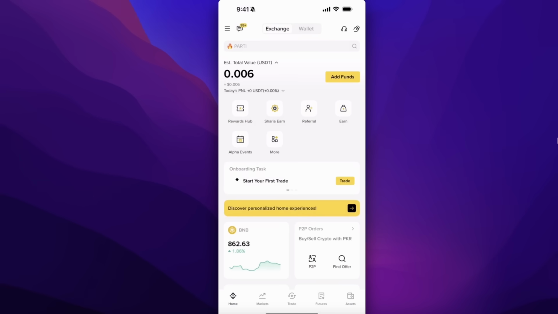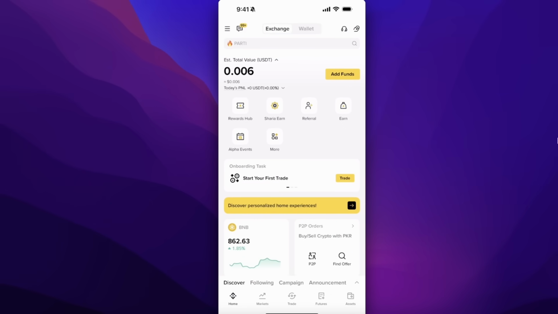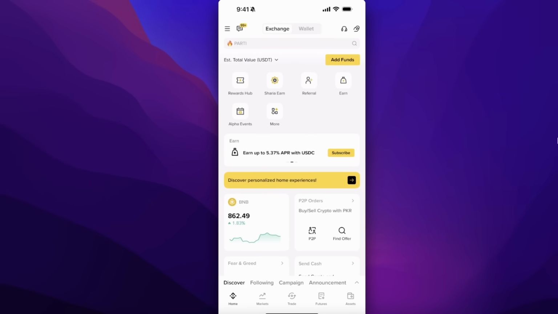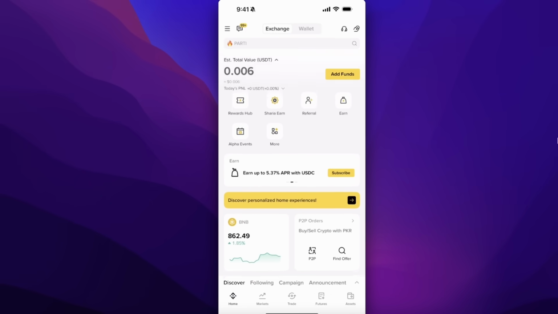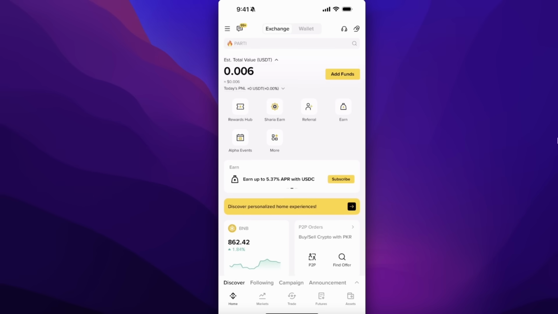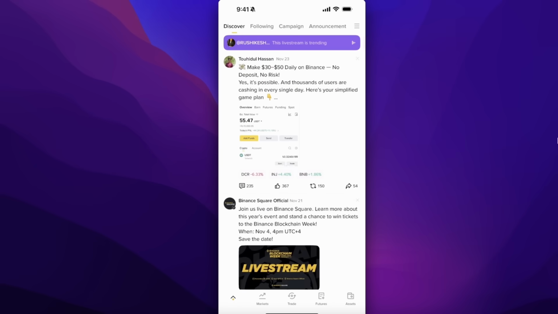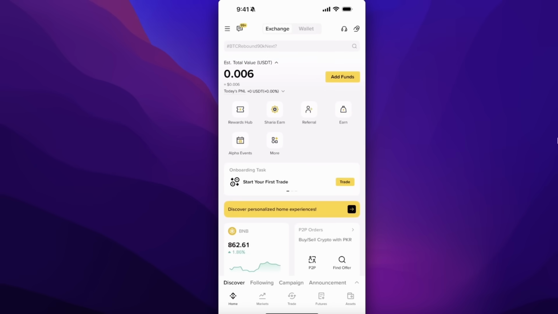So going back into our regular Binance dashboard, this is what your dashboard is going to look like. On your top, you're going to have an estimated total value of your funds, which means however much money you've put into Binance, however much money you currently are holding. Below that, you have your popular news and a discover tab. Now, the most important thing is trading, and there are many other things that you can do other than trading on Binance, but first, let's take a look at trading.